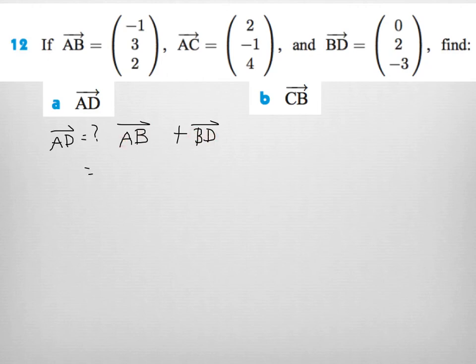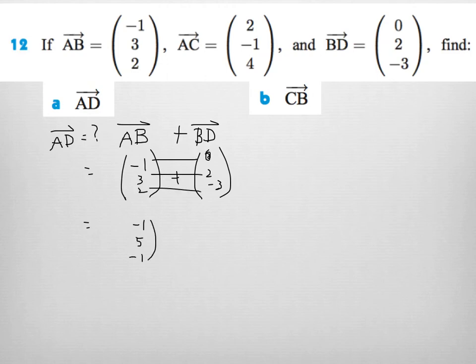So let's go ahead and substitute that in. AB is -1, 3, 2, plus BD is 0, 2, and -3. Sorry, my stylus is not very good. And then we just add the components up. So we end up with -1, 5, and -1. And that's my answer for AD.